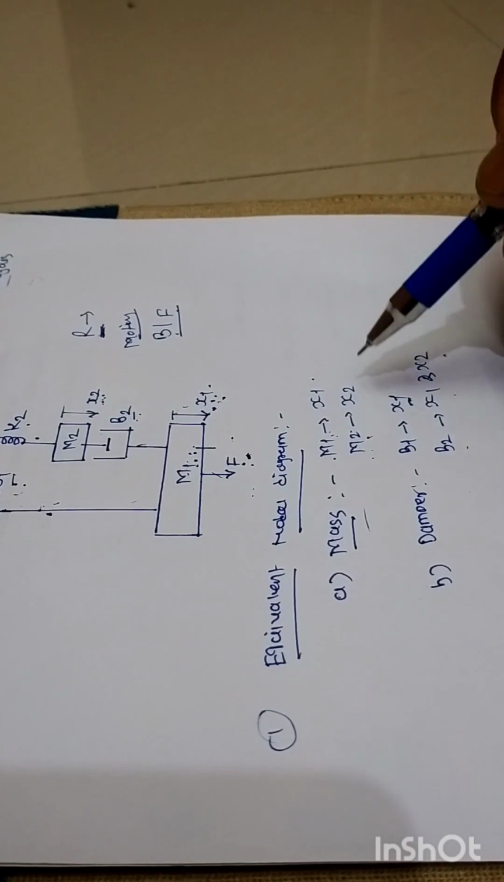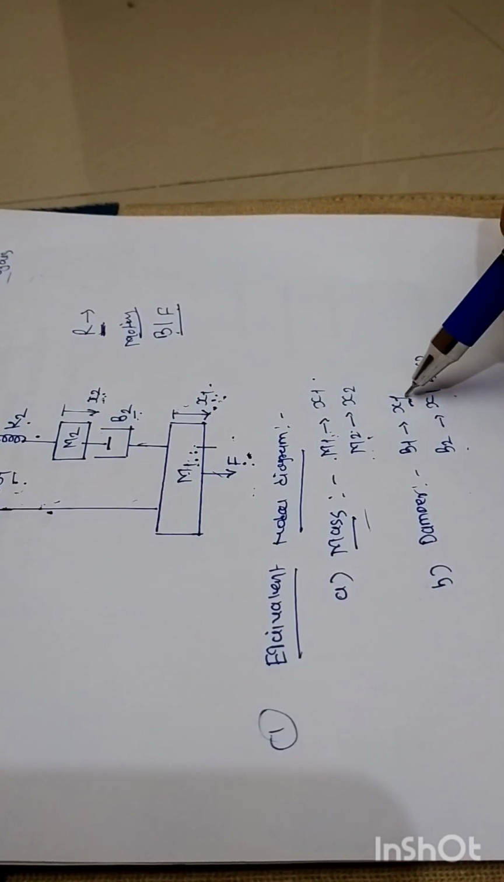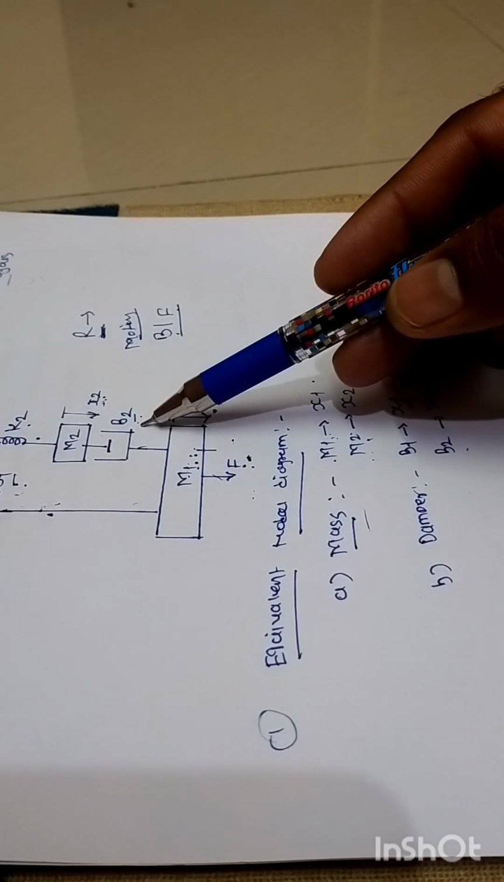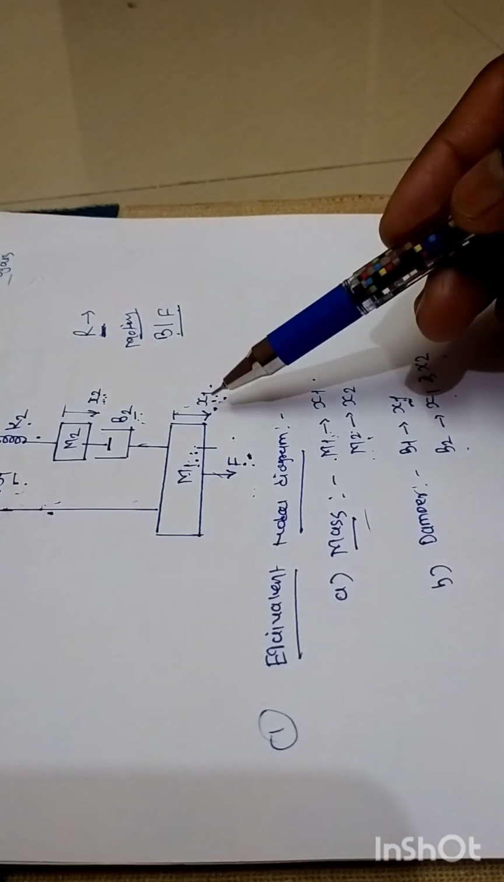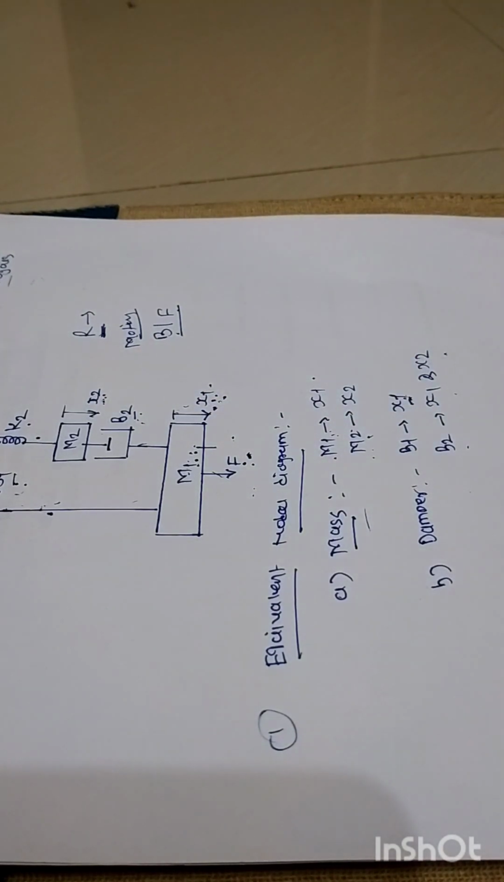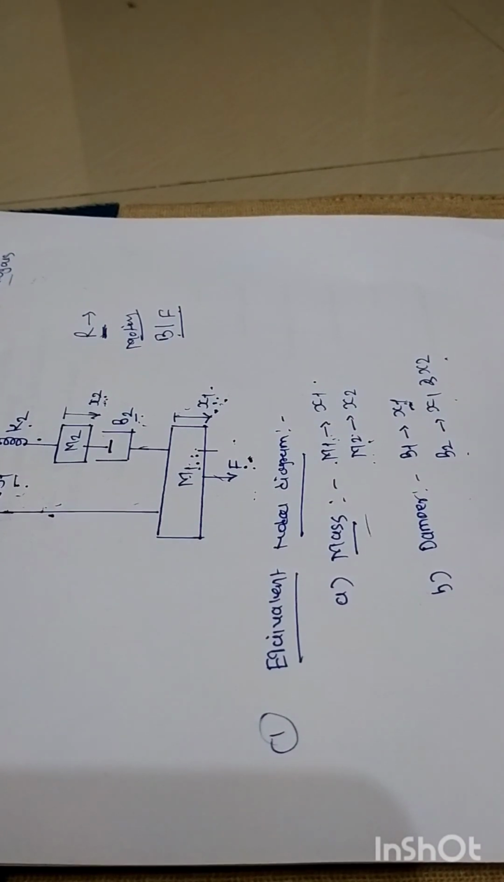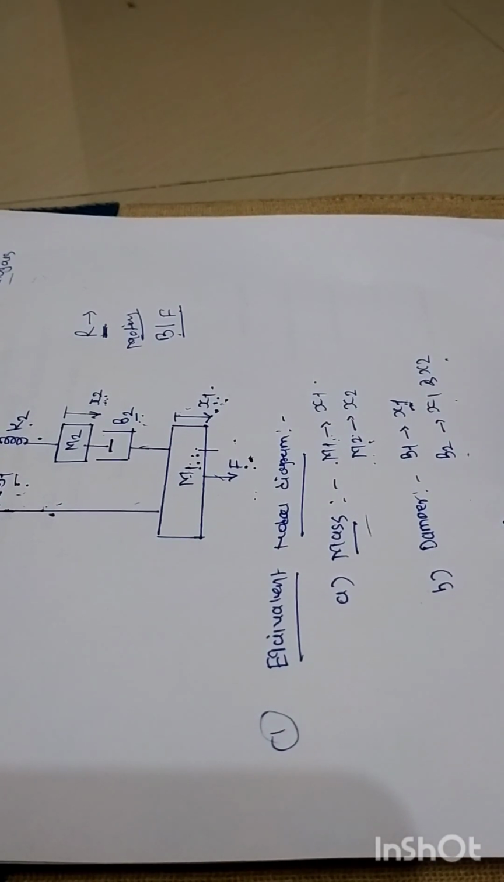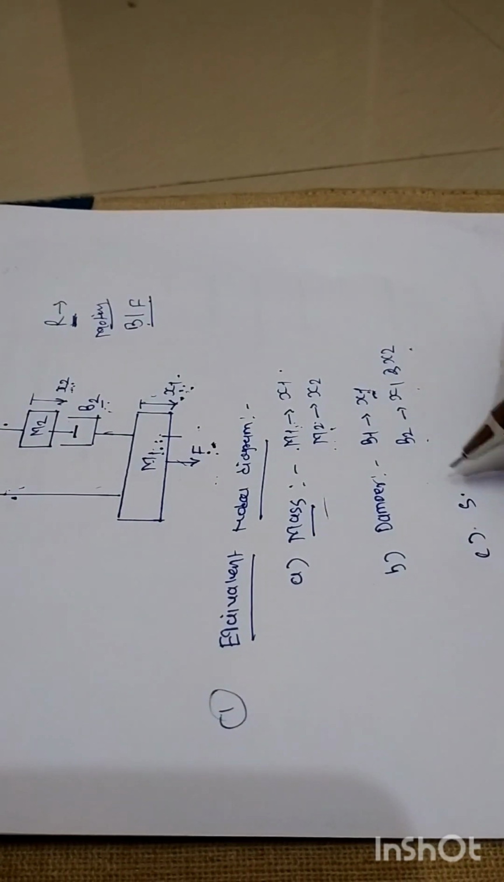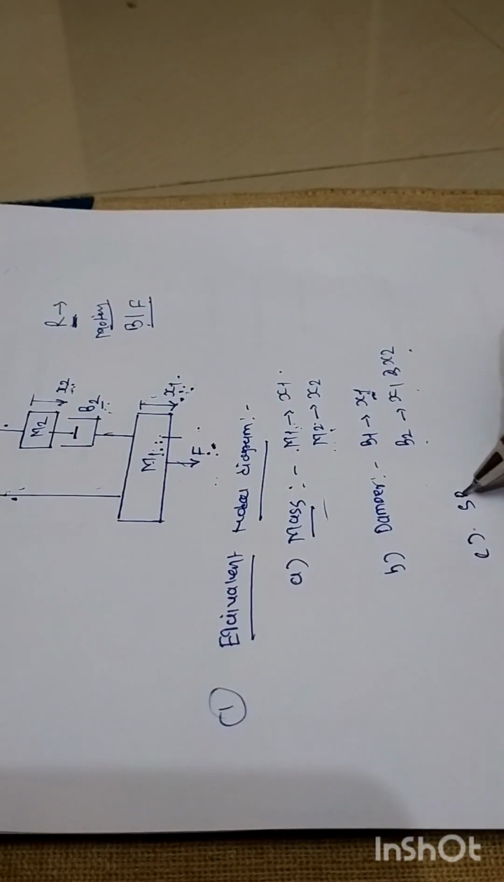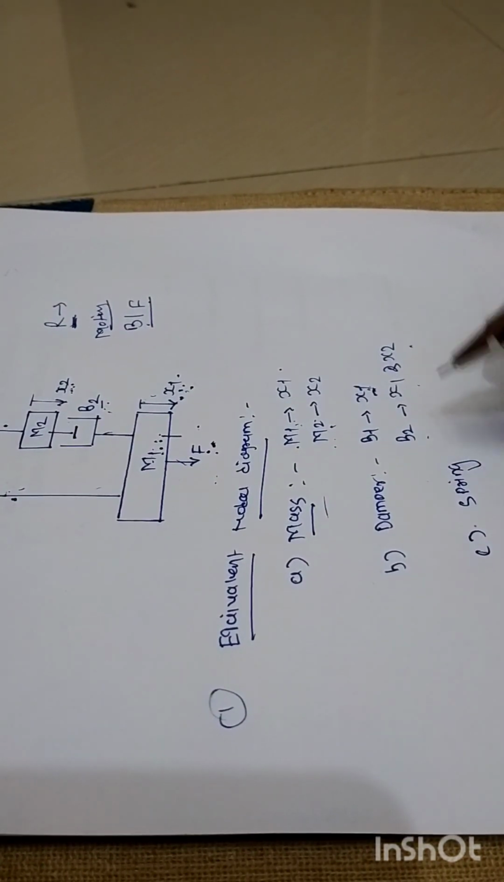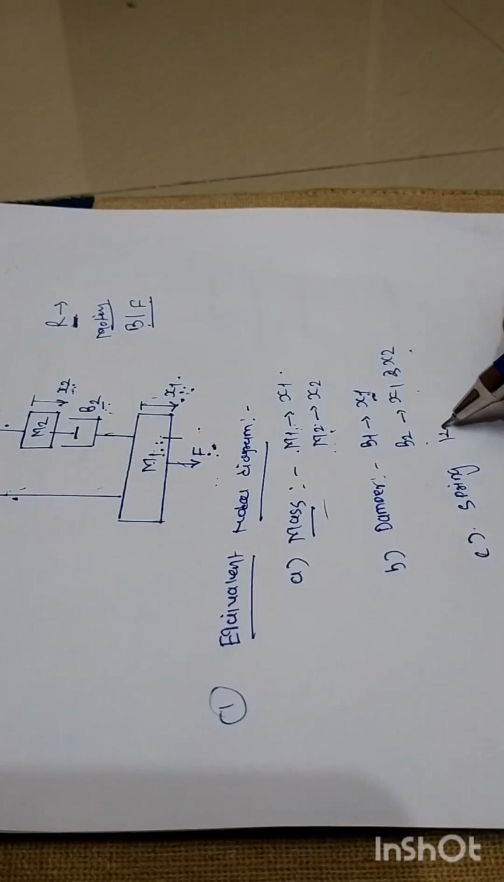As a result, B1 belongs to displacement x1 and B2 belongs to displacement number 2 and displacement number 1, right? So immediately after that, the third element is nothing but this spring, right? This spring is denoted by K2, right?